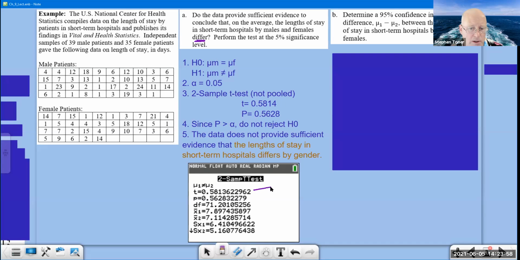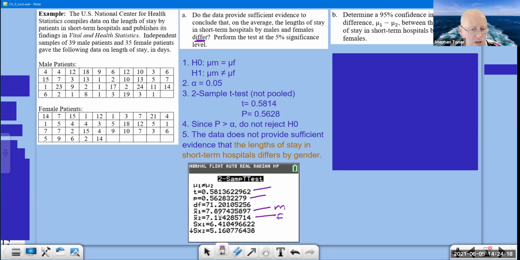We are used to looking at the T and the P, but we really didn't know what the mean was from either of these two lists because they were in the list. So it's kind of nice because it tells us the mean from list 1, that's our males. The mean from list 2, that's our females.